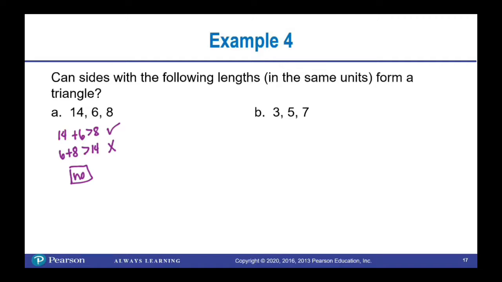Look at part B. Start with your first pair. 3 plus 5, is that greater than 7? Yes. Look at the next pair. 5 plus 7, is that greater than 3? Yes. Then look at your last pair. 3 plus 7, is that greater than 5? Yes. And so these could be the sides of a triangle.